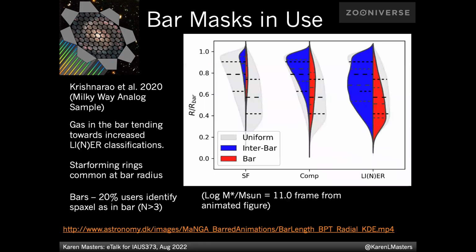Similarly, Dinesh Krishnarao used a Milky Way analog sample in MaNGA. So this is a set of galaxies that have similar masses and other properties to the Milky Way. He used the bar masks to look at, again, the ionization classification from a BPT type analysis, revealing, interestingly, this commonality in Milky Way analogs, at least, of star forming rings just outside the bar, which is kind of interesting, and lots of other stuff in that paper too, but that was using the bar masks there.